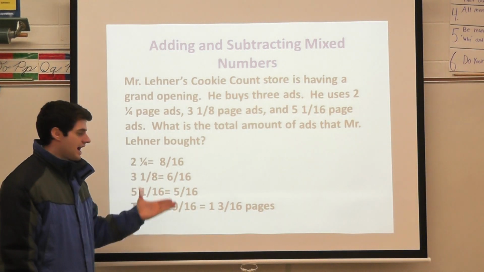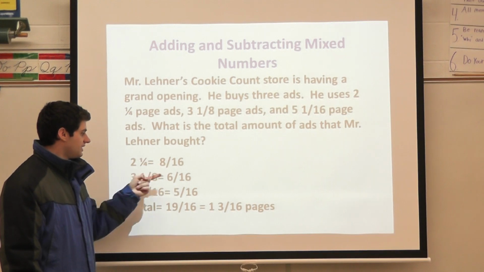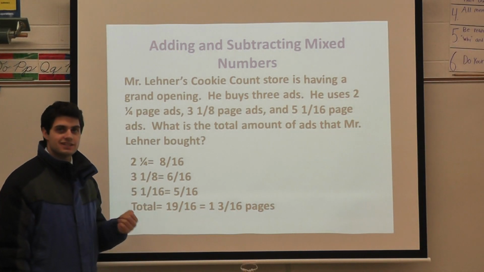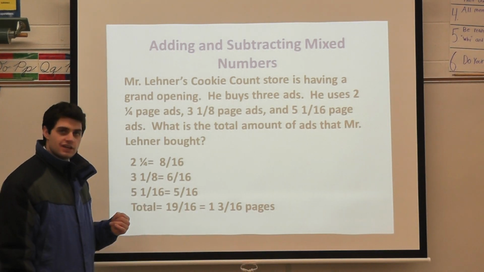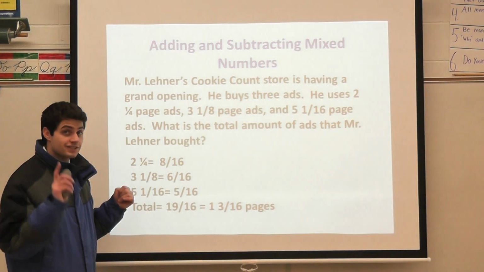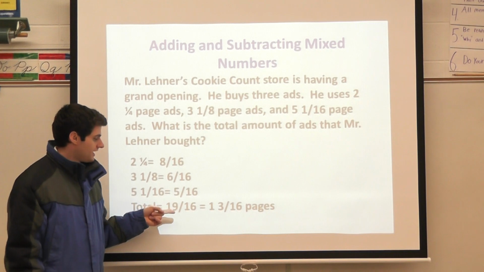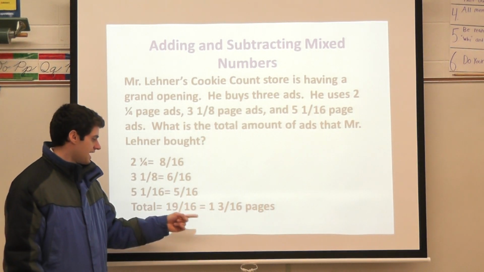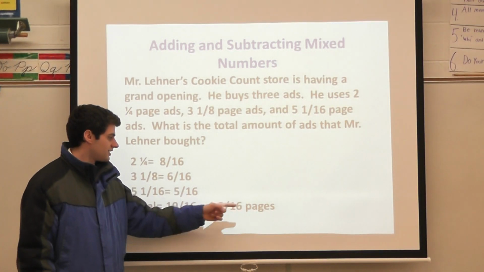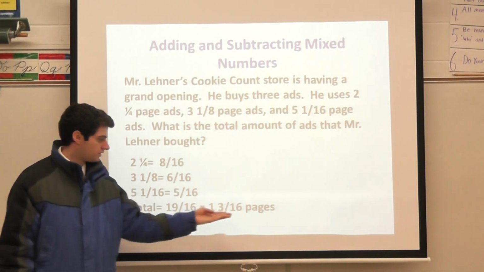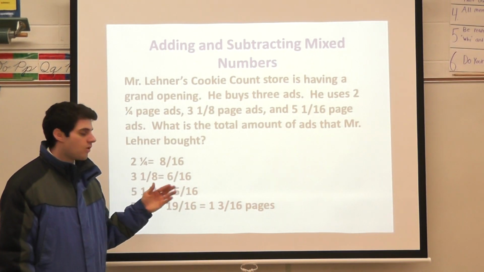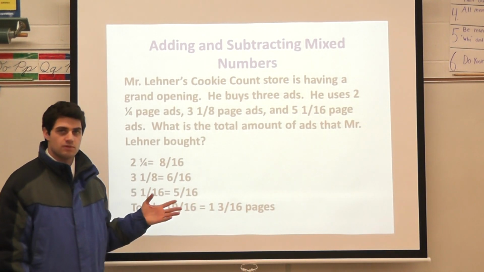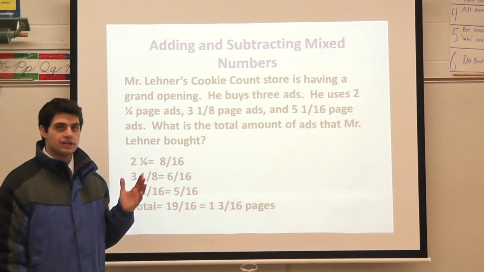Well, to find the total now we have to add. So 8 16ths plus 6 16ths plus 5 16ths would equal 19 16ths. Well, that's an improper fraction. I can turn it into a mixed number. So, if I take 19 16ths, 16 goes into 19 one time, with 3 16ths left over. Now don't forget to put the unit. So Mr. Lehner took out 1 full page and 3 16ths of another page. That's how many pages he took out for his ad.